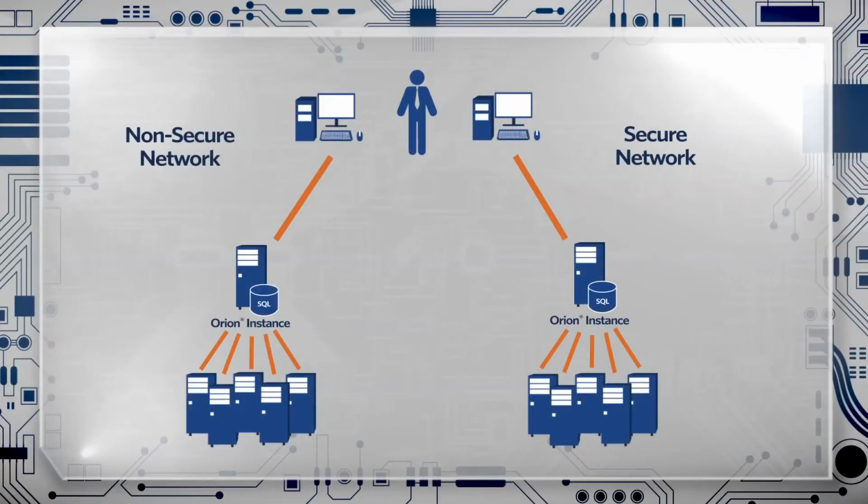Then you would have an instance inside that autonomous area and then your regular installation. We have customers with secure networks, for example, that do that, where they'll actually have an instance of Orion on the secure side and then one that's actually on the open side.